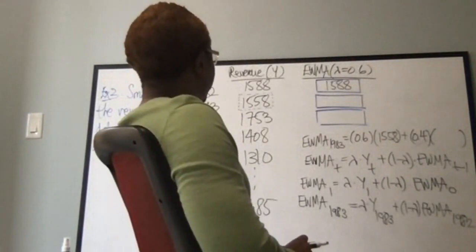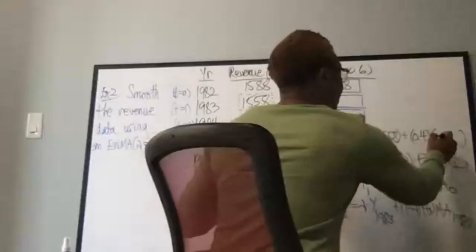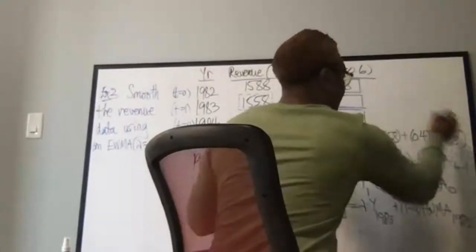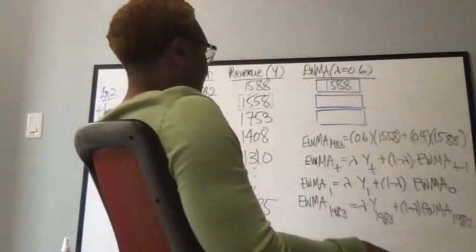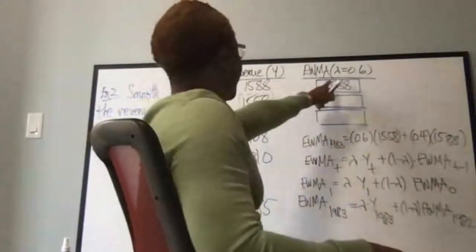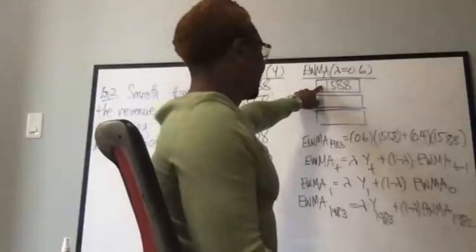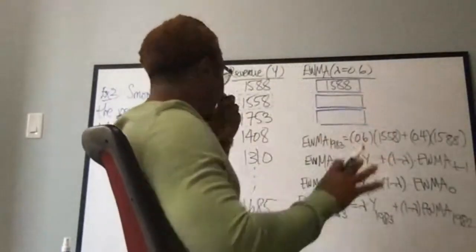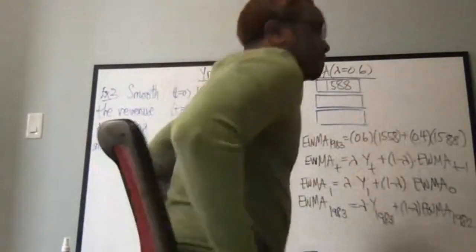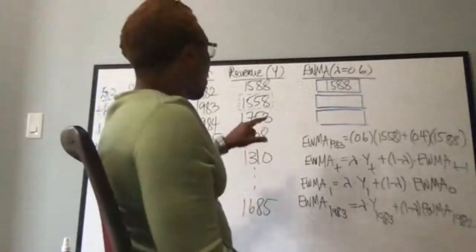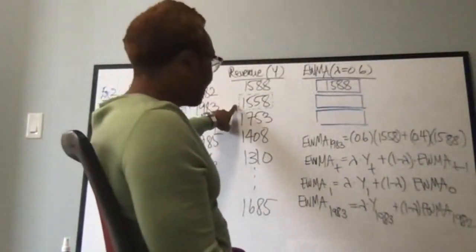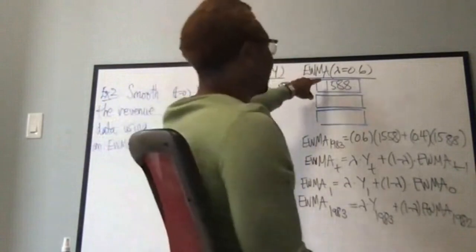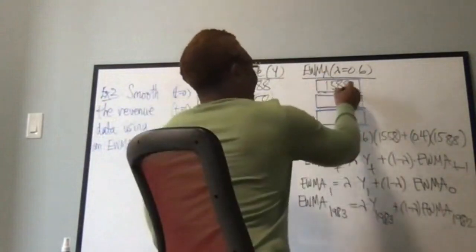EWMA 1982. 1588. But which one? We got two of them here. It's the one under EWMA. Very good. Because what happened was, now I want to go real slow through here. This algorithm makes you use one of the values in the y column and one of the values in the EWMA column at the same time.